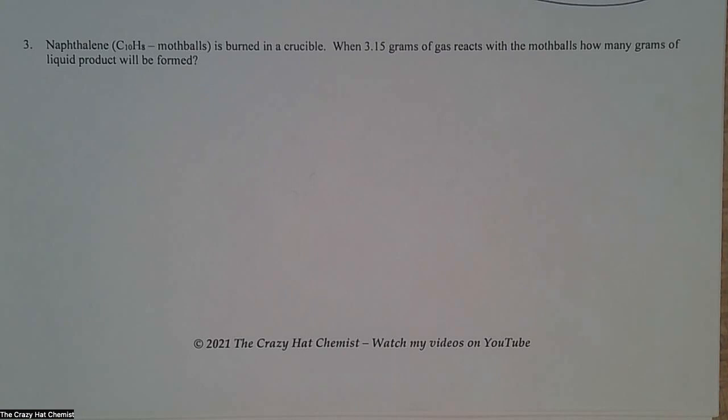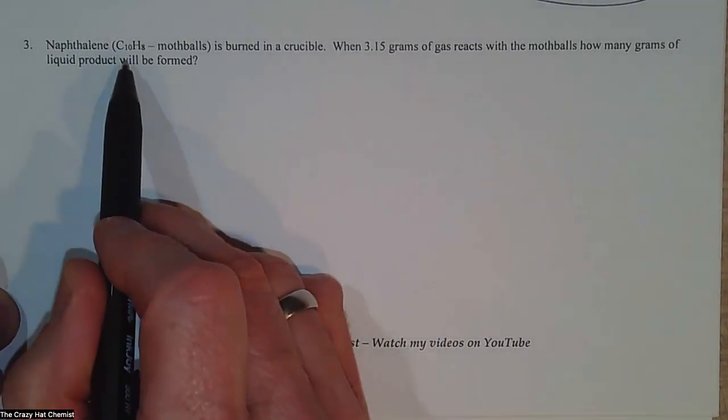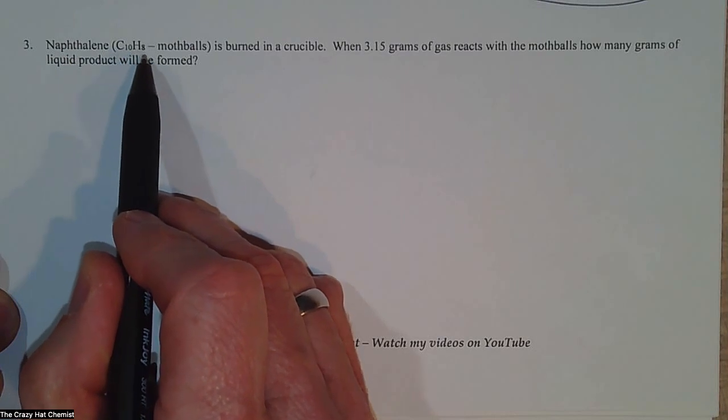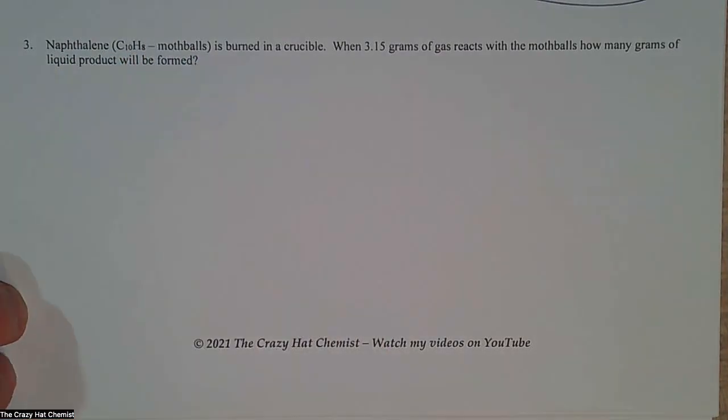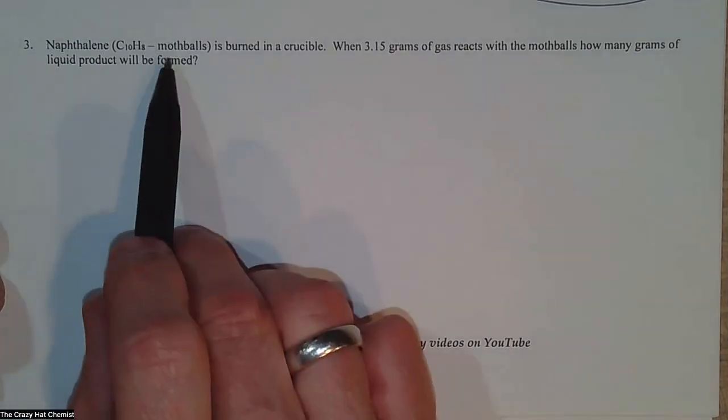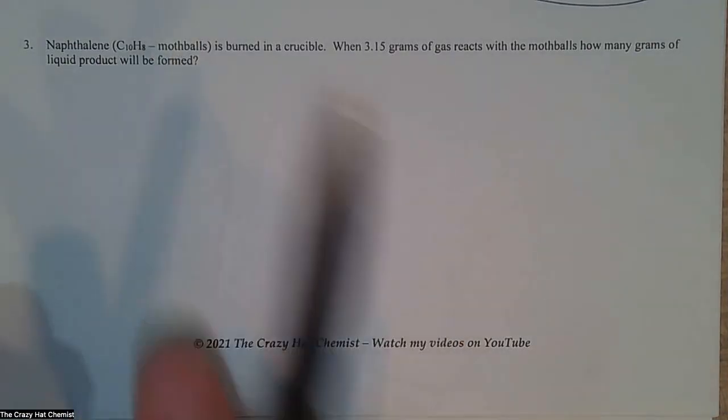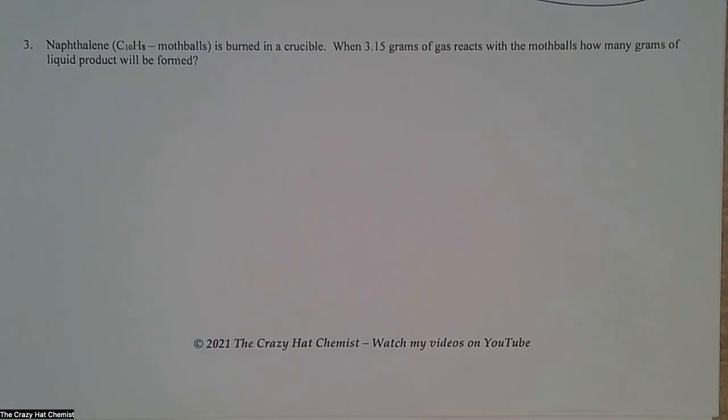Here we go. So our next problem here is number 3, and it says naphthalene, C10H8, mothballs. I don't know if you have an elder relative in your family, maybe a grandparent, but they might have some wool blankets or wool sweaters. And mothballs are to prevent moths from eating up their wool materials, those natural fibers. It is pretty toxic. It's pretty potent stuff. So I'm sure you would recognize its smell if you were to smell it.